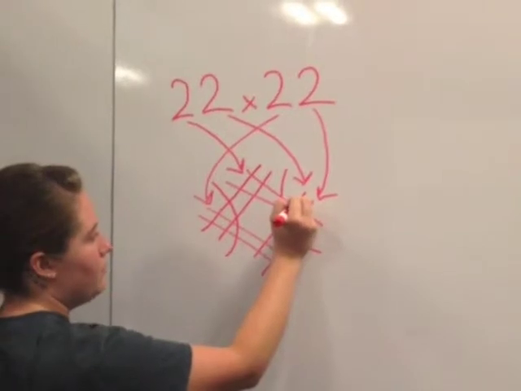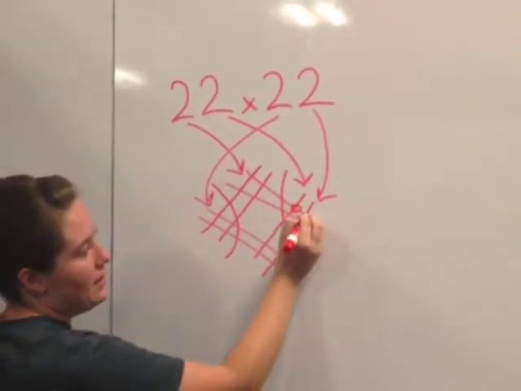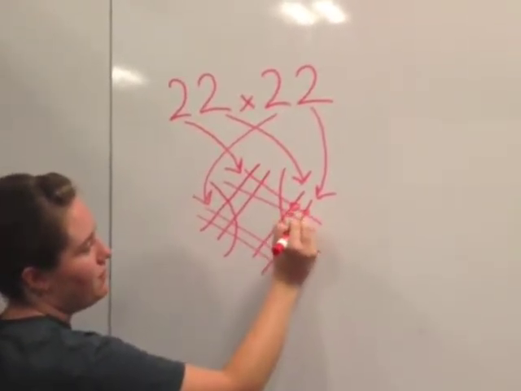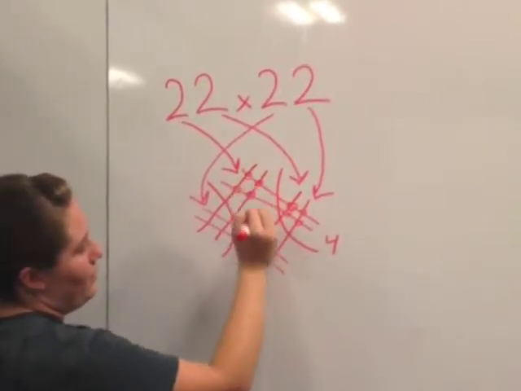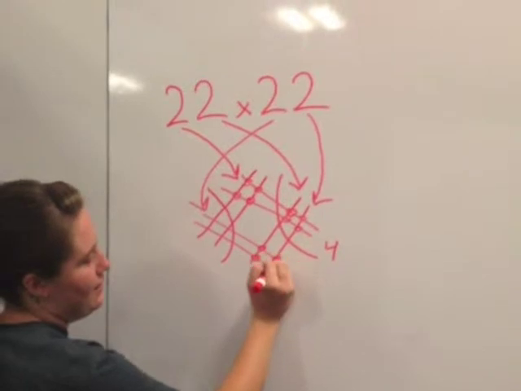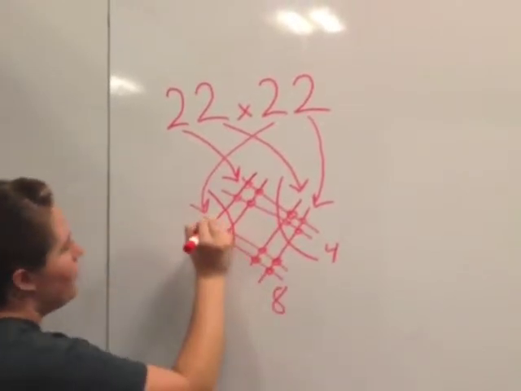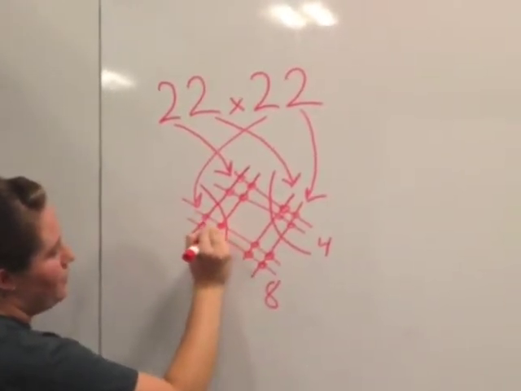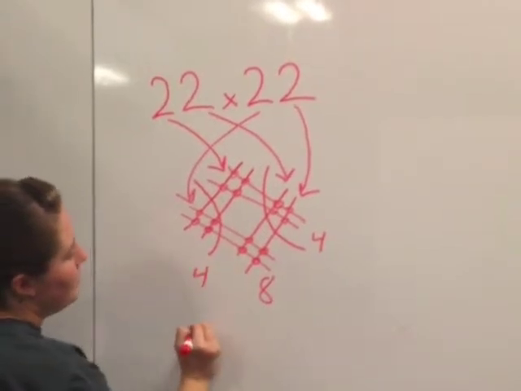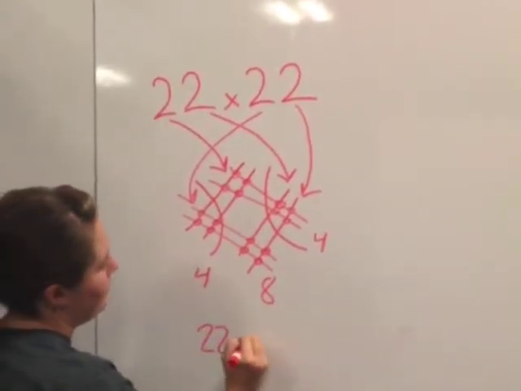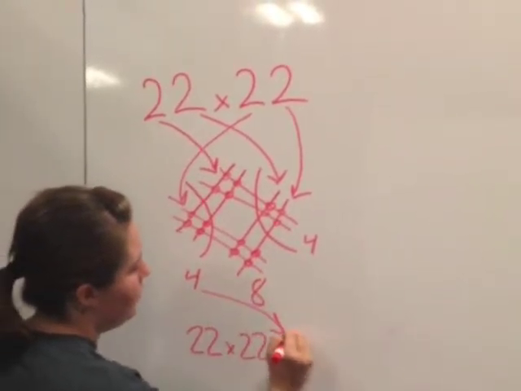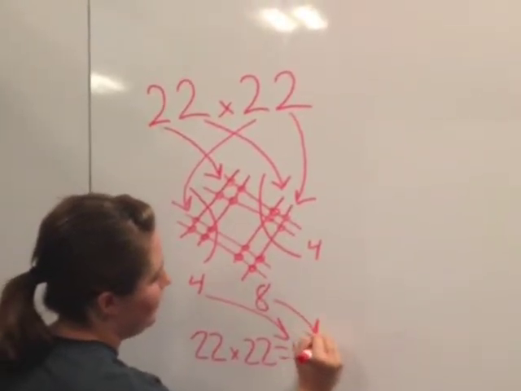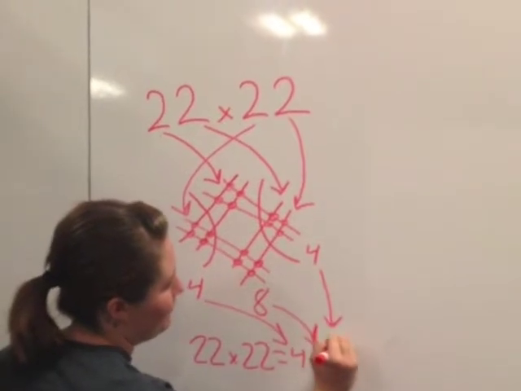Then you count the dots where the lines intersect. So you have 1, 2, 3, 4. 1, 2, 3, 4, 5, 6, 7, 8. 1, 2, 3, 4. So we get that 22 times 22 is equal to 484.